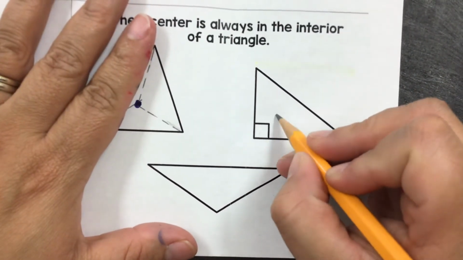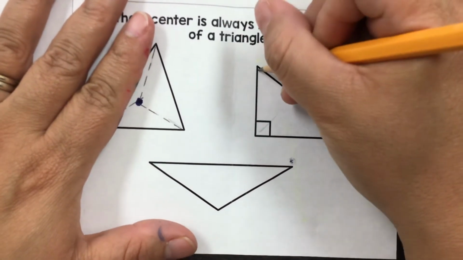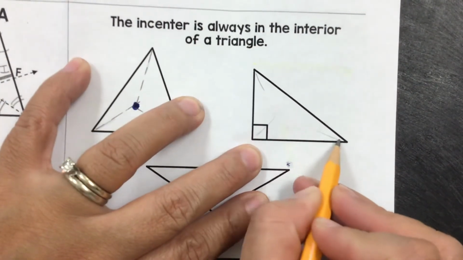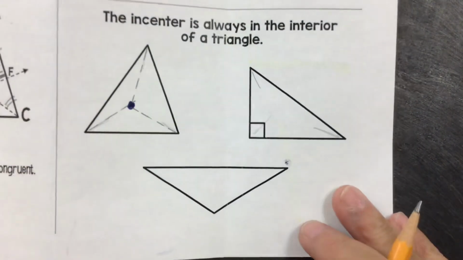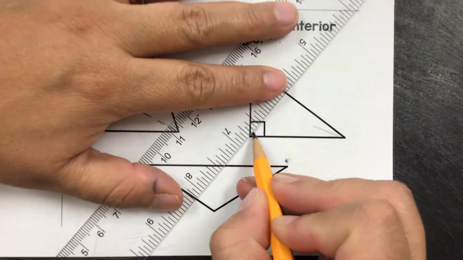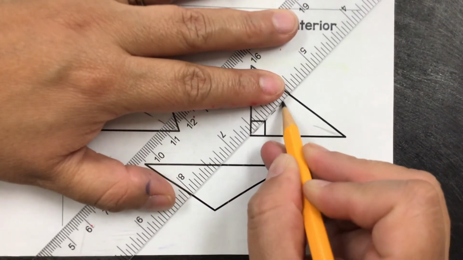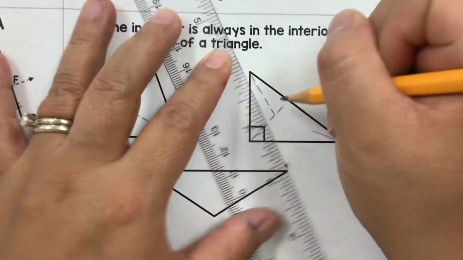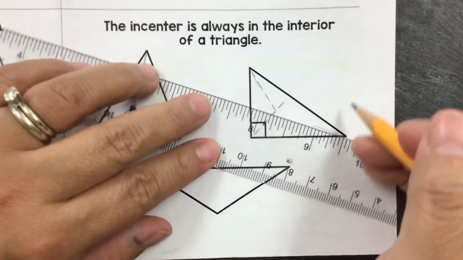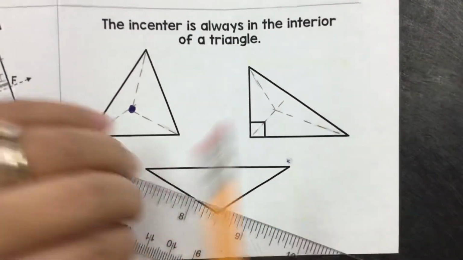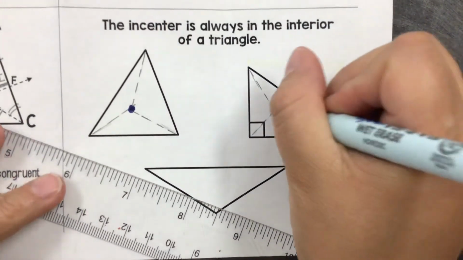So it really helps me if I kind of sketch where I would want my line to go. What looks like would be half of the angle. And then I draw the dotted line. And then the point of intersection is called the in-center.